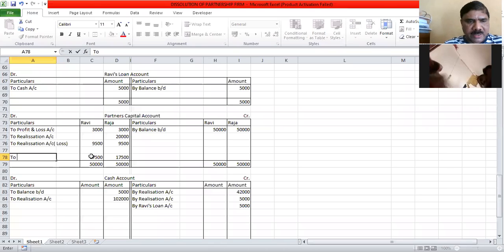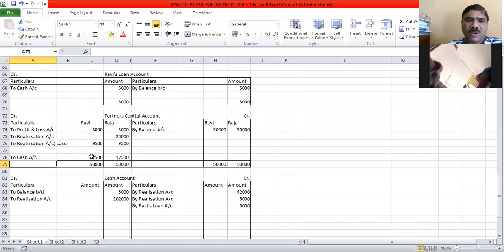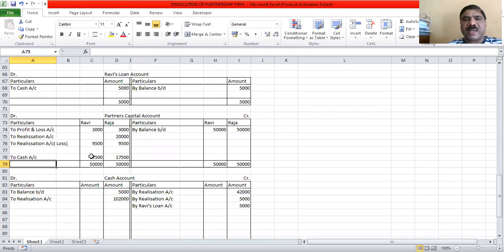That means we will write the cash account. What are we paying to the partner? Cash. All the cash. In the other topic you used to write the balance carry down. Here in the dissolution, what will you write? Cash. Always cash. Remember this. Now where should we go? Cash account.